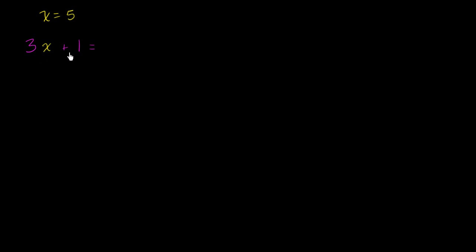Well, to evaluate this when x is equal to 5, everywhere you see an x, you just need to substitute that with a 5. So 3 times x plus 1 is going to be the same thing as 3 times 5. I'll write it this way, 3 times 5. Notice where I saw an x before, I've replaced it with a 5. 3 times 5 plus 1.